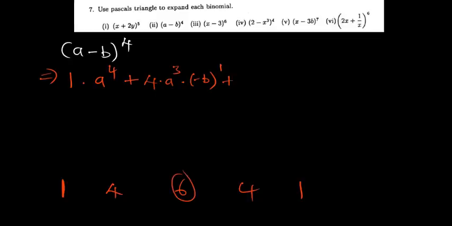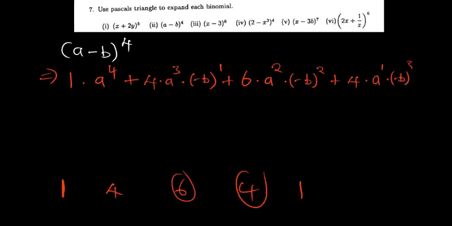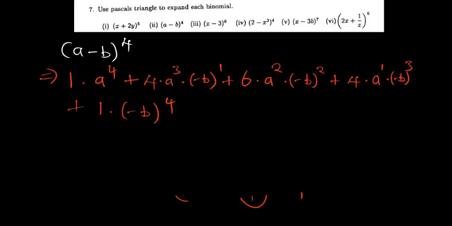Next coefficient is a 6. Our a is 2 since it's reducing, and then our negative b will now be 2. Next coefficient is a 4. A will now be the power 1, and then negative b will now be the power 3. The last coefficient is a 1. So a will be the power 0. There's no need of us showing it, so we'll just have negative b to the power 4 as well, which is of course the maximum value of n. Simplifying this, we have at the power 4.